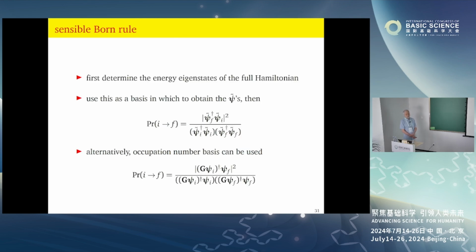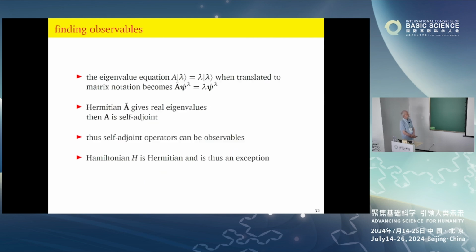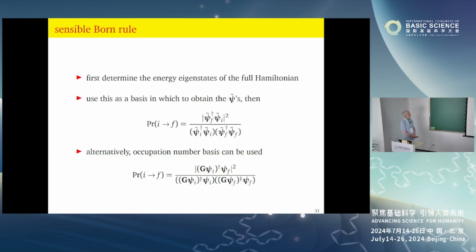It is not the same Born rule as before, though, because we have to go through a different procedure to find it. We have to find out the full energy eigenstate of the full Hamiltonian and use that as a basis. And then we end up with the standard looking Born rule, which obviously is positive definite and works as a probability interpretation. If we don't want to do that, we can just work directly in the occupation number basis, which means we use this matrix G, which gives the same result.